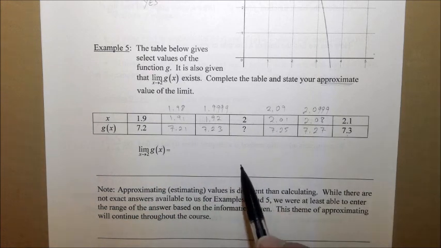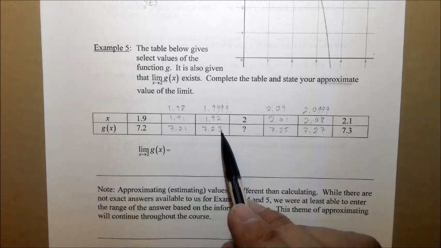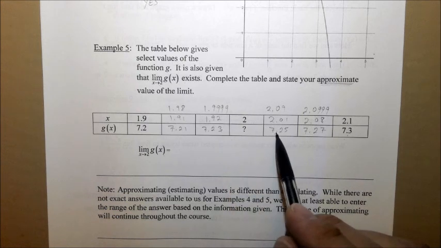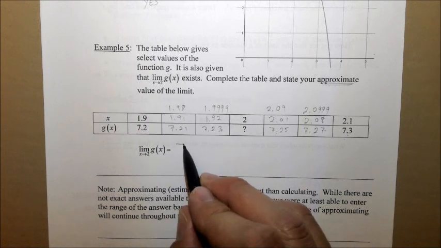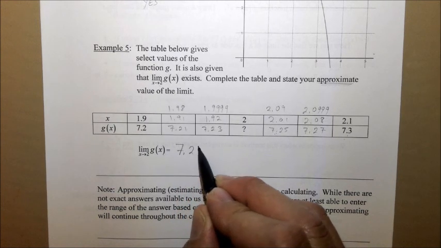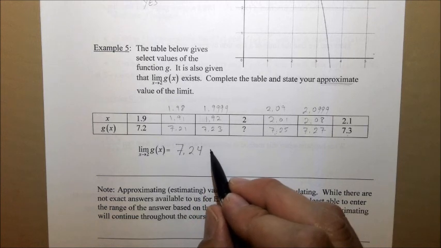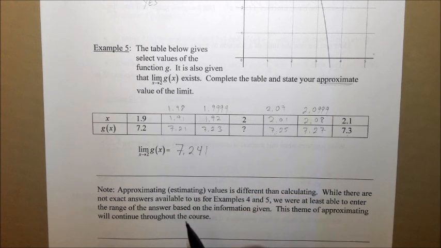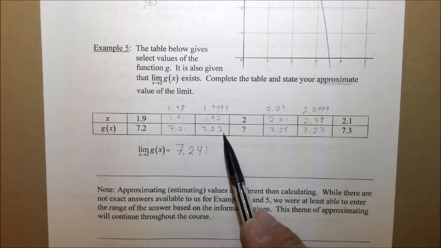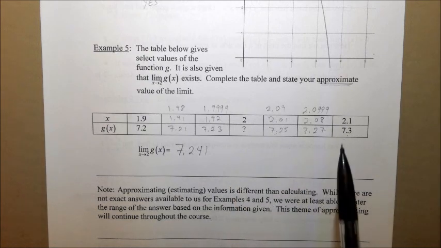Well, what's the limit? The limit should be something in between your value of the function to the left and your value of the function to the right. So for my particular example, I'm going to say 7.241. That's going to be my limit. There's multiple answers, but something that's in between your number to the left and your number to the right will do.